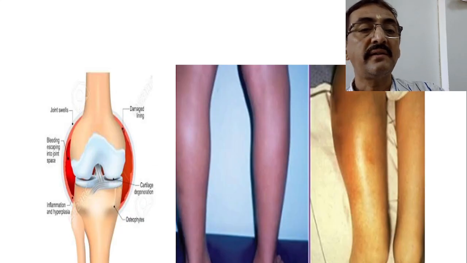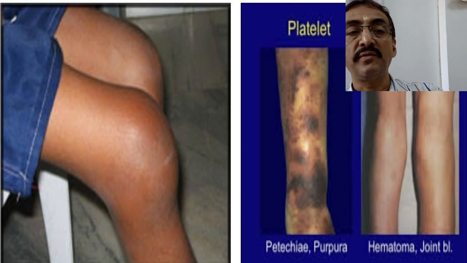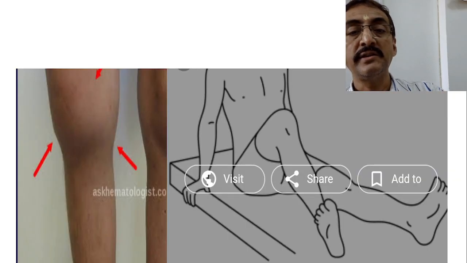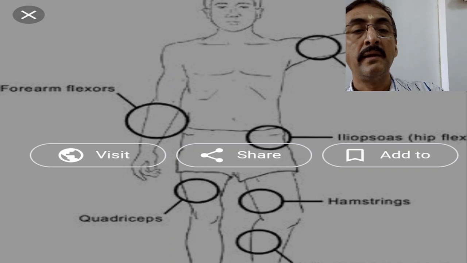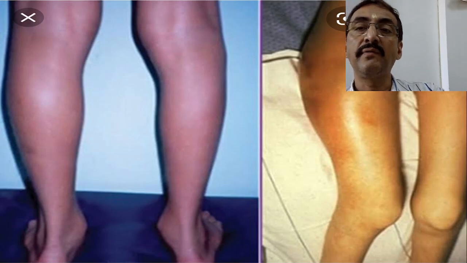Now these are some of the areas where hemarthrosis takes place, and in the second picture, petechiae, purpura and hematomas usually develop. This is also a hemarthrotic condition in the knee joint. So you can see here also the hemarthrosis and hematoma formation, and these are the different areas where hematomas usually form. In the second picture, in the gluteal area, you can find again a big hematoma.